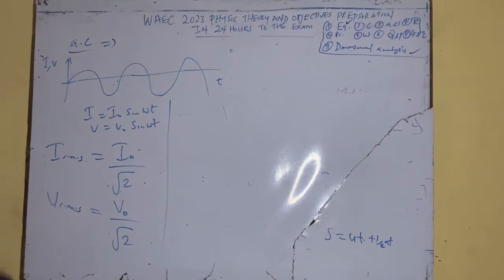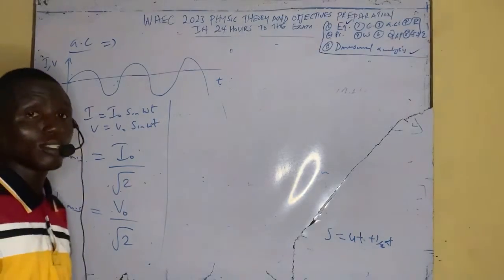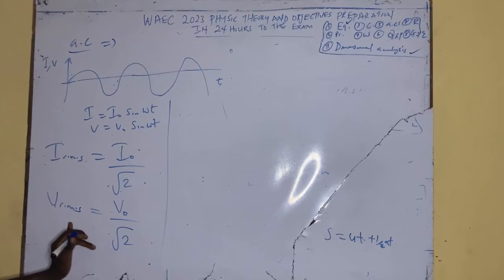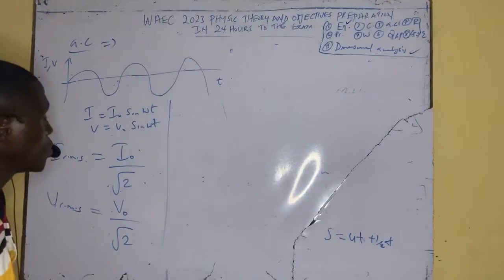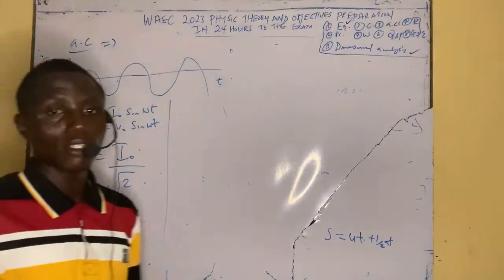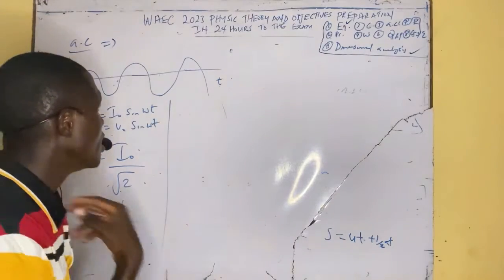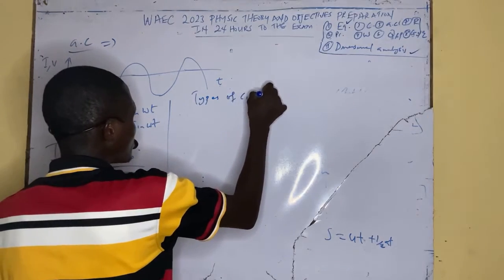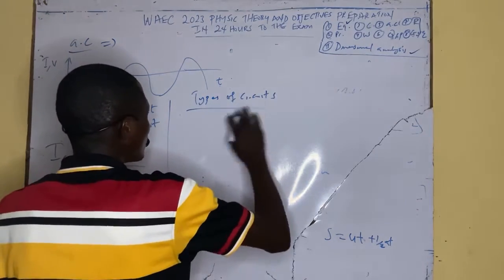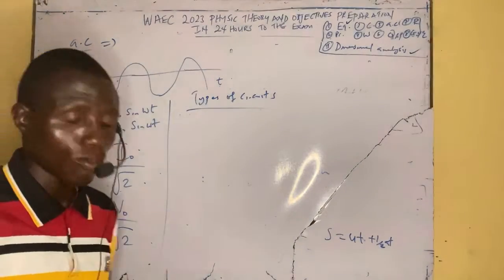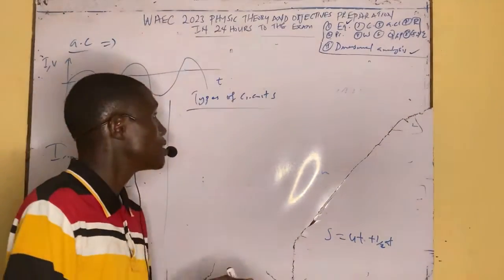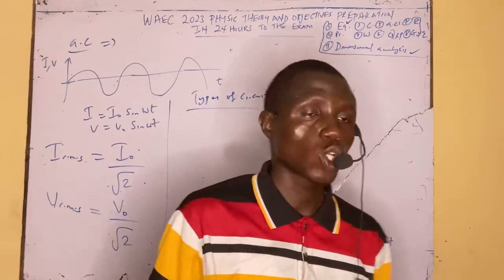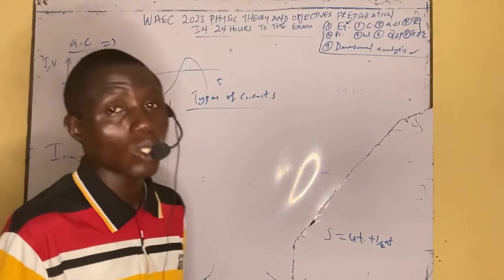So for the current flowing in an AC circuit, the root mean square is I naught over root 2, and for voltage it is V naught over root 2. Now we can move to the types of circuits, based on the arrangement of the capacitance, the inductance, and the resistor. This is where the major questions are always asked.